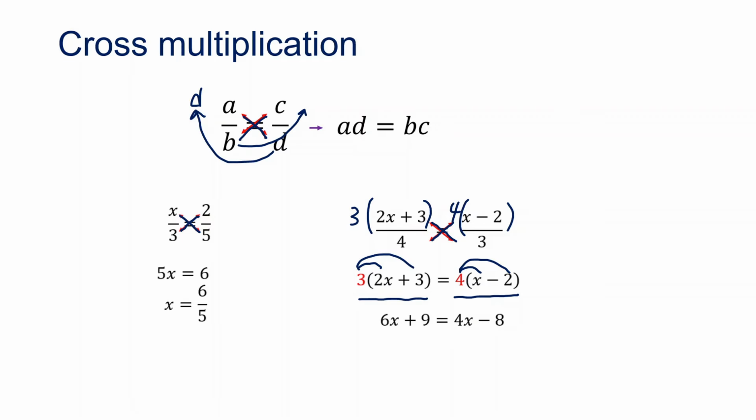Open the bracket. 6x plus 9 equal to 4x minus 8. Then we move 4x to the other side, become minus 4x. So the left-hand side leave with 2x. And move 9 to the other side, become negative 17. So x is negative 17 over 2.